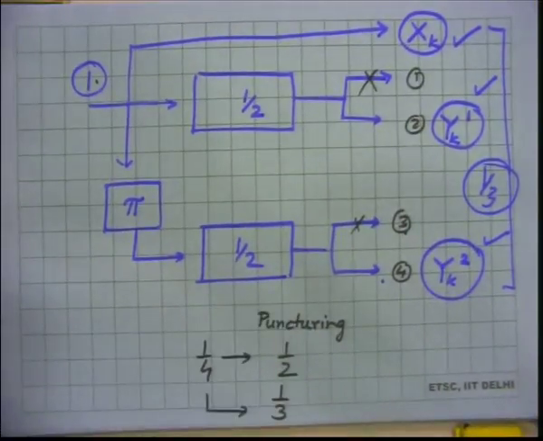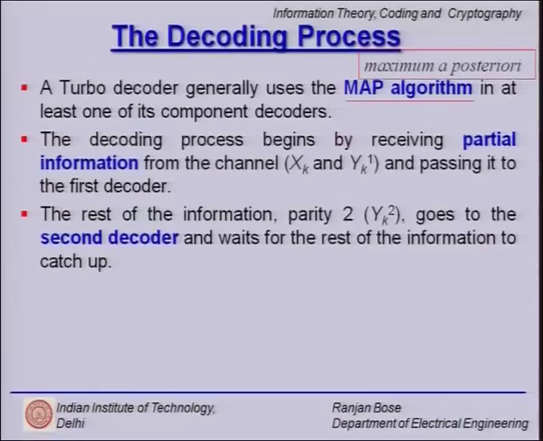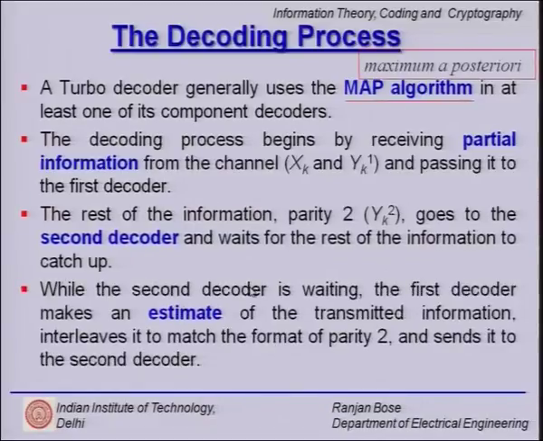That is the strategy. So, we go back to our original slide and we see that the decoding process begins by receiving the partial information xk and yk1 and passing it on to the first decoder within the turbo decoder. And the rest of the information, parity 2, which is yk2, goes to the second decoder and waits for the rest of the information to catch up.